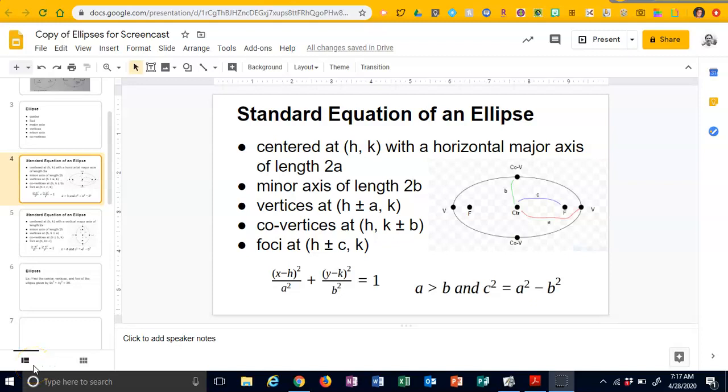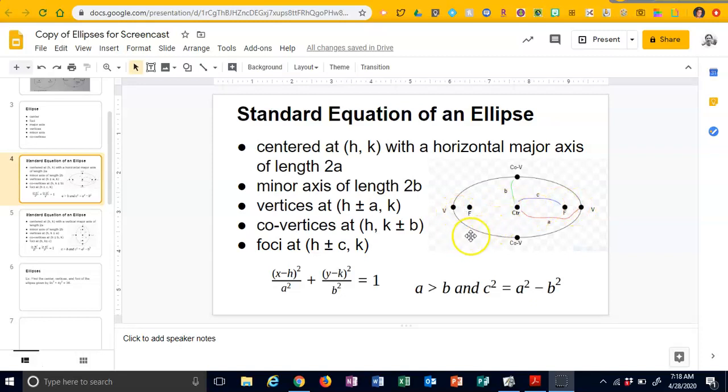Okay, in this video we want to continue looking at ellipses, and let me just start by noticing the difference between a horizontal ellipse, like you see here, almost like a football that's lying on its side, where the major axis is horizontal, and the vertices and the foci and the center are all in line with this horizontal axis.